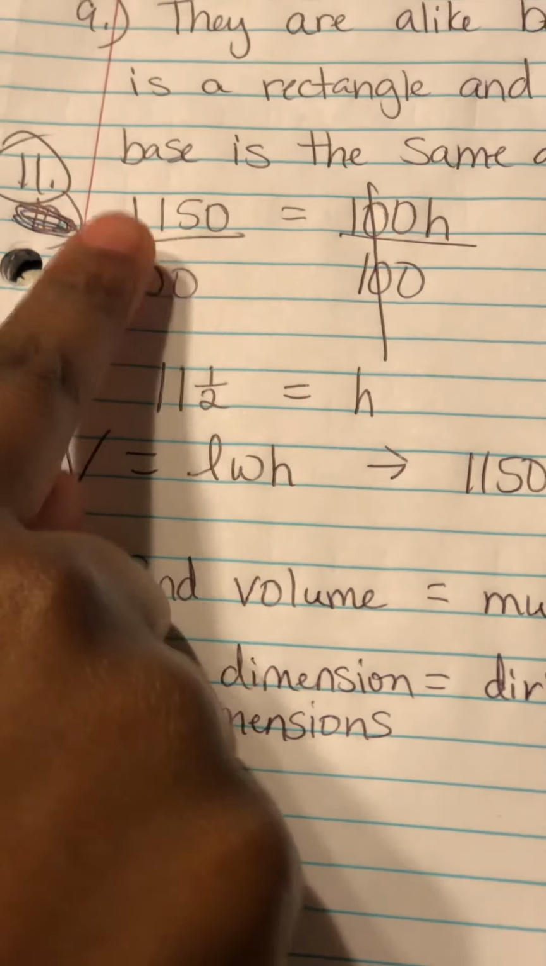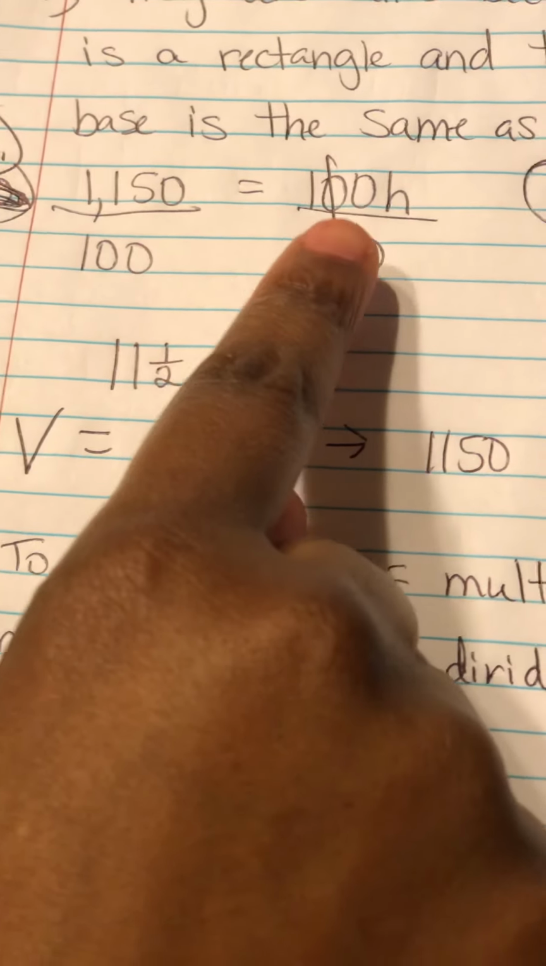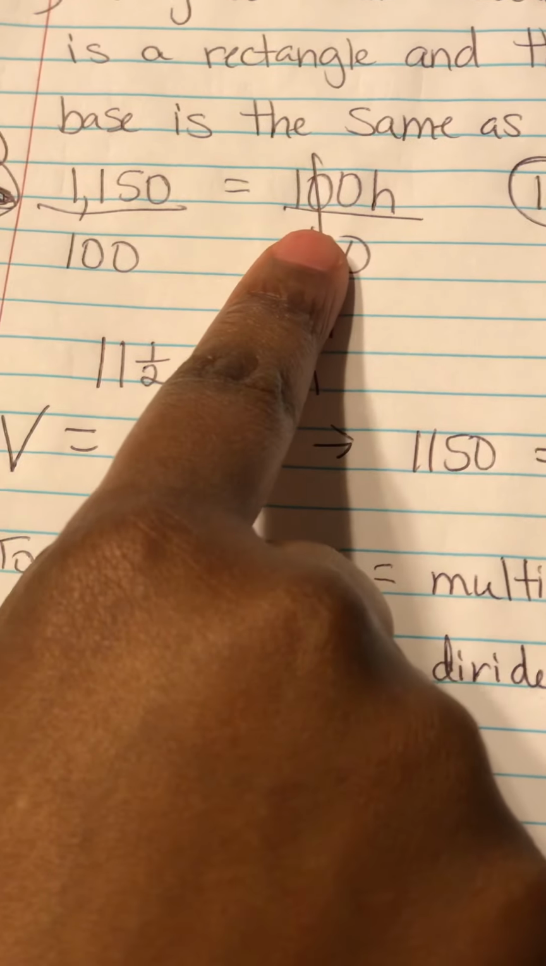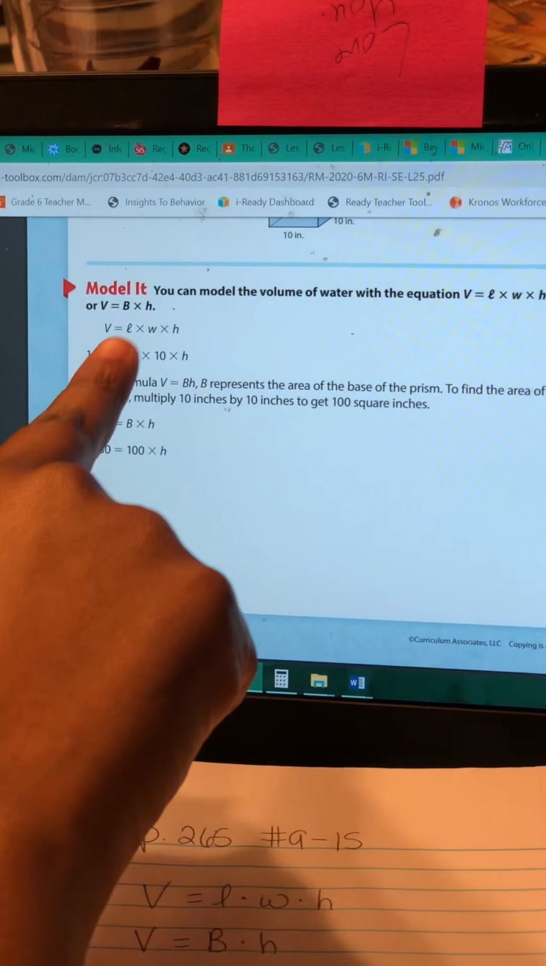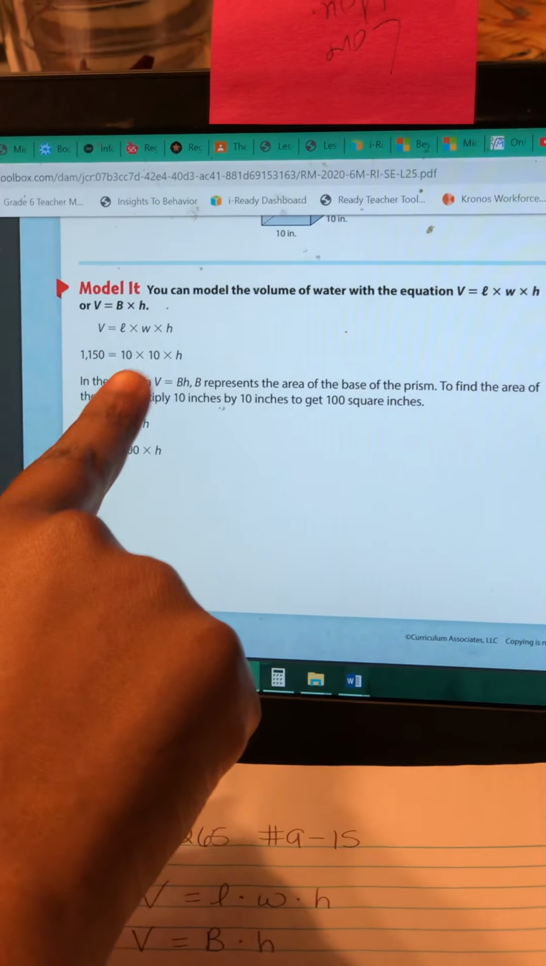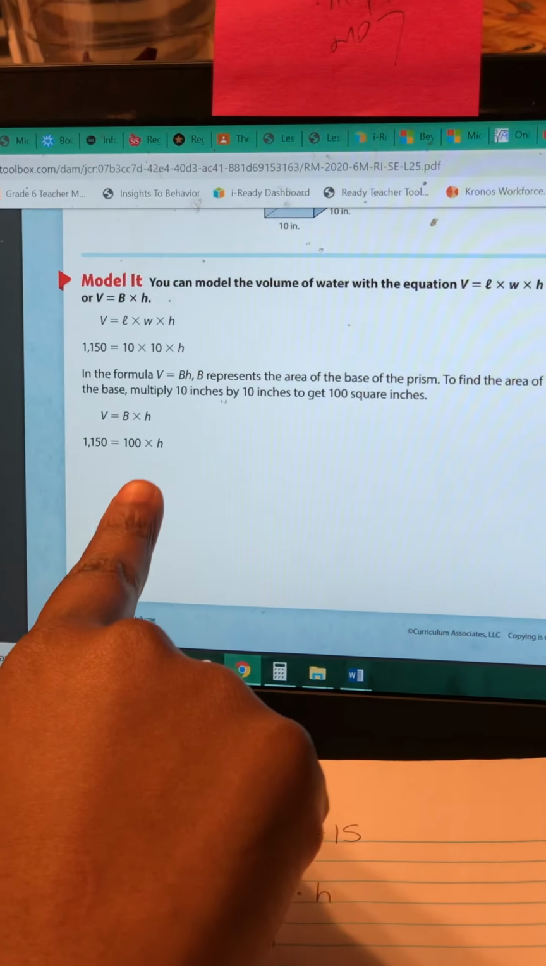So let's go back to number 11. We had the volume here, and we divided it by 10 times 10, which gave us 100. Okay, and if you forgot where we got the 100 from, look back on page 264, and remember that the length was 10 and the width was 10. So we did 10 times 10 and came up with 100.